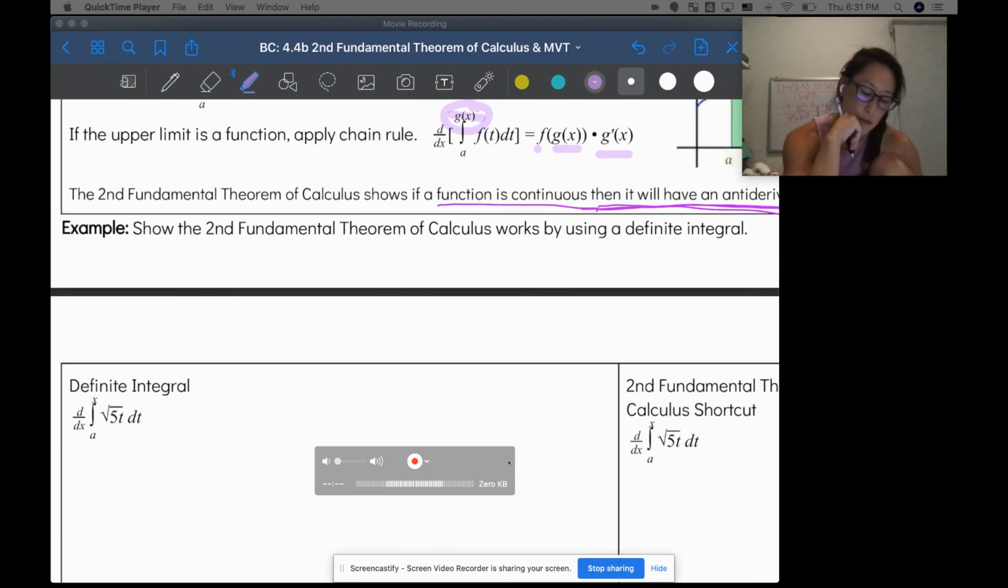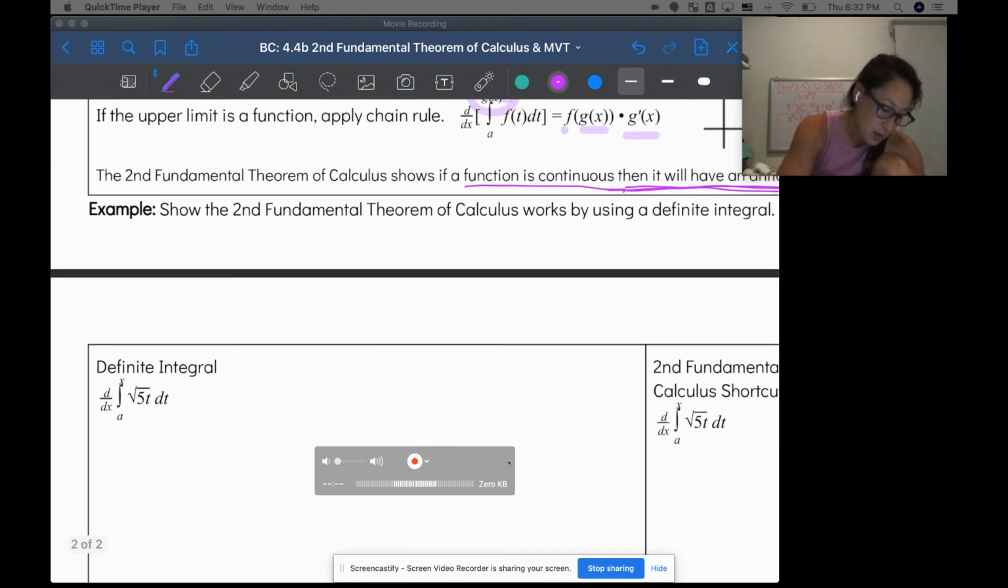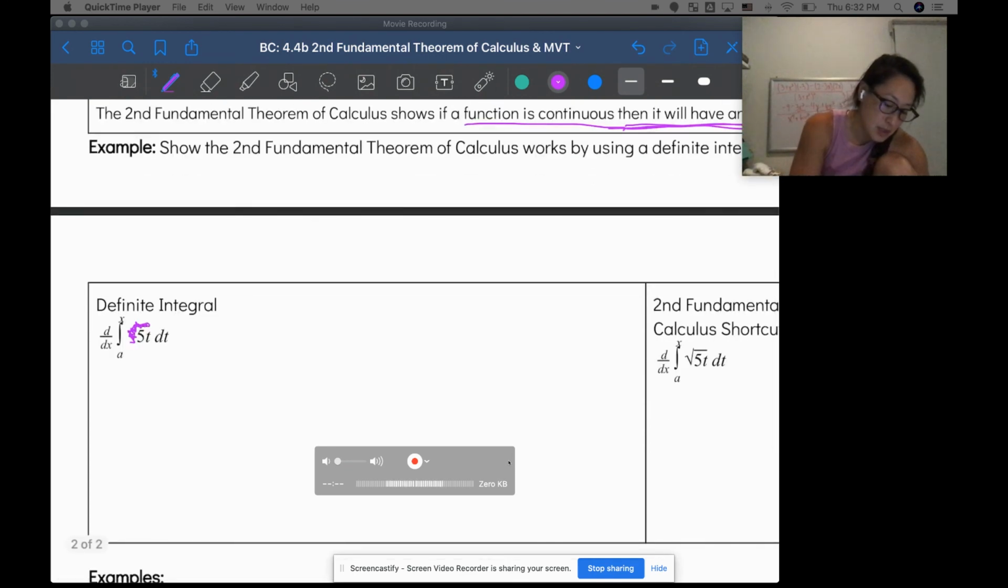Okay, show the second fundamental theorem of calculus works by using a definite integral. So I'm just going to show you. I changed it on my paper. We're not going to take the square root, it's just 5t. So what we need to do is start with the integral. So we're going to do d dx of 5t squared over 2 evaluated from a to x.